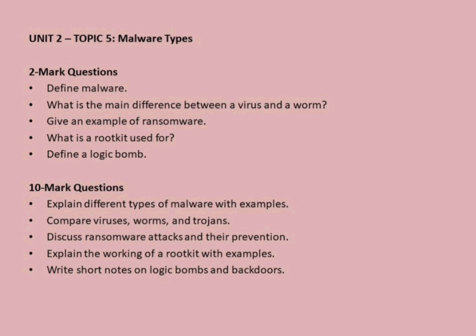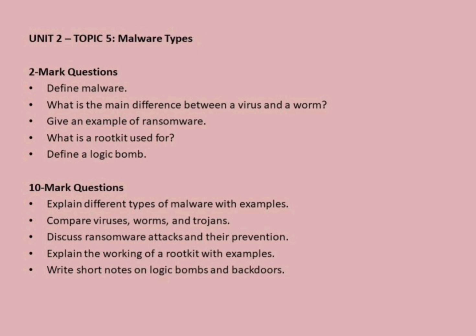Viruses. These attach themselves to files or programs and spread when the infected file is executed. For example, a virus hidden inside a game file can infect an entire computer once the game is installed. Worms, unlike viruses, spread automatically without needing user action. They replicate across networks and can cause massive damage. For instance, the ILOVEYOU worm spread through email and infected millions of systems worldwide.